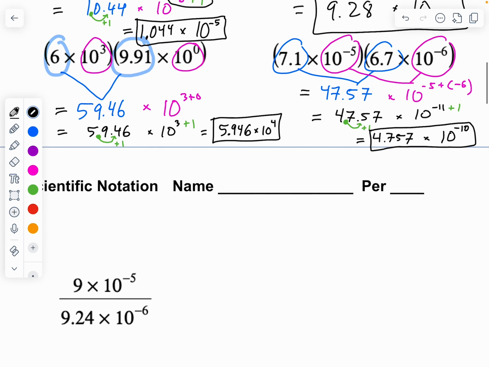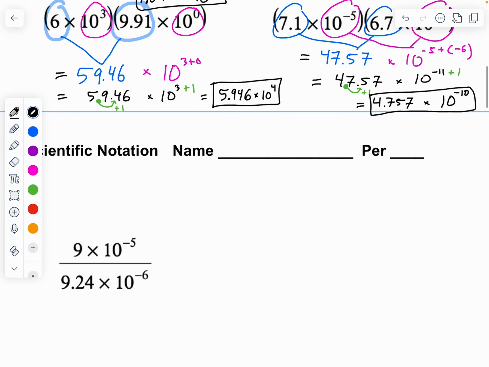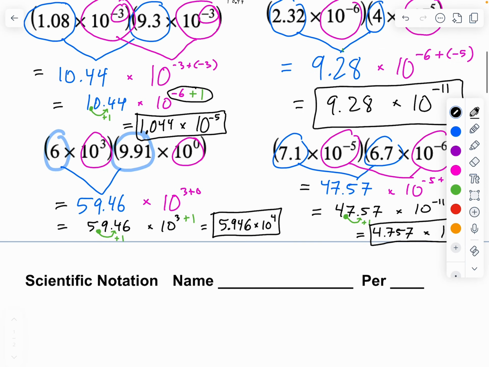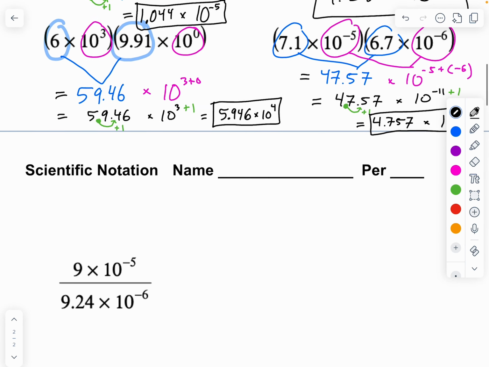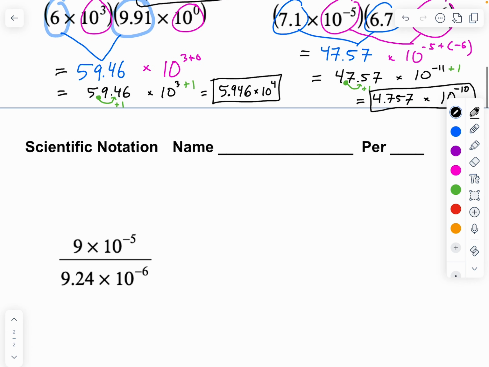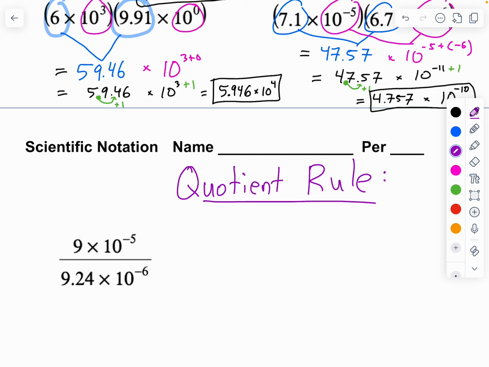All right, go ahead and flip your paper if you're ready. We're going to go to division. We just did 4 multiplication problems for scientific notation. Our next step is division. Another way to say division is the quotient rule. Do you remember the quotient rule for exponents? If you don't remember it, let's take good notes. The quotient rule is basically a fraction. I'll give you an easy example.